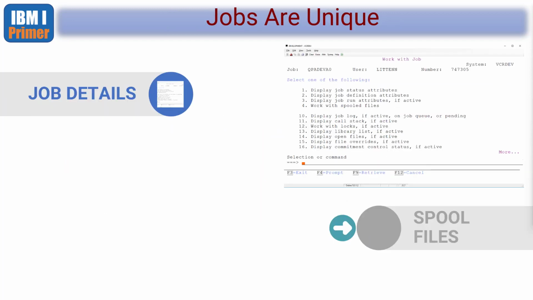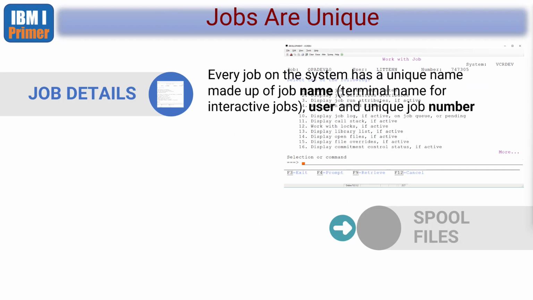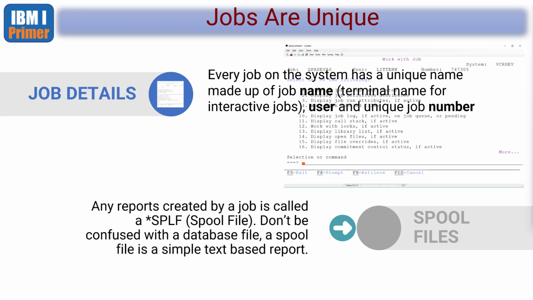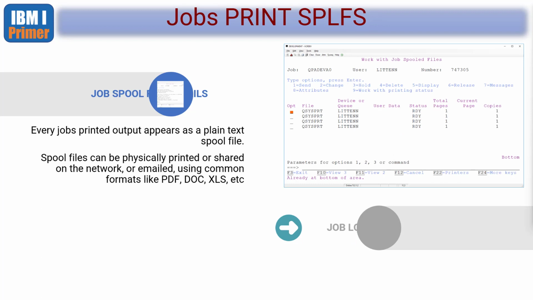Okay, so jobs are unique. Every job on the system has a unique name, made of a job name, the user, and the job number. And any reports that a job creates are called spool files. Don't be confused with a database file. A spool file is a simple text-based report, kind of like a PDF, where the programs print. We can print them in PDF layout, but lots of the older AS400 and iSeries reports look just like plain text.